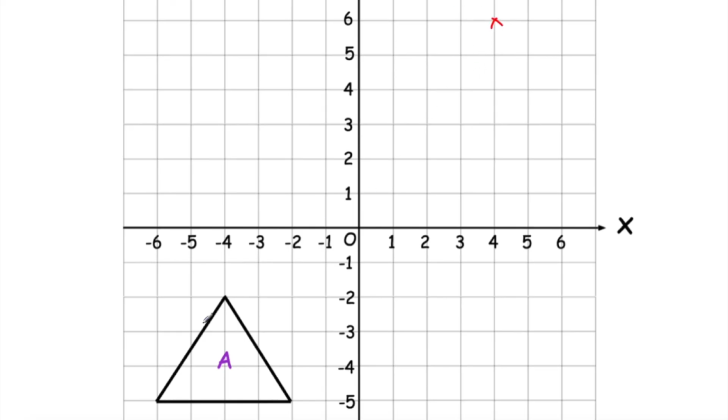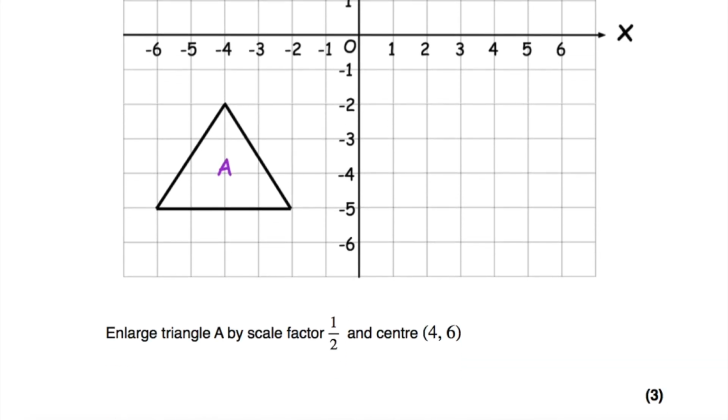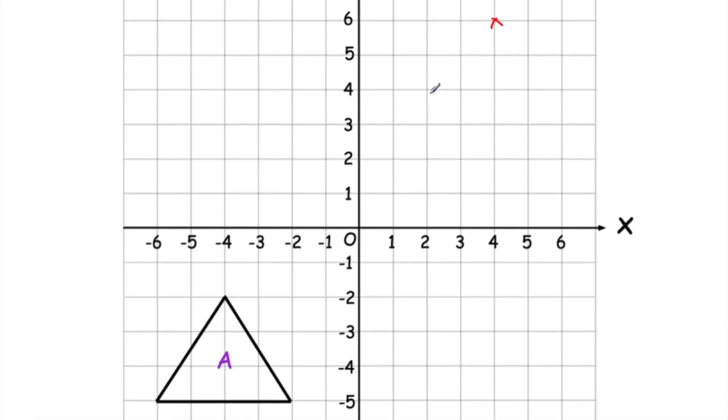And then we need to enlarge this triangle by scale factor of 1/2. Let's just check that. Scale factor of 1/2. So it means that all of these points will be half the distance from the center of enlargement. So to get from the center of enlargement to the top of the triangle, we would go 1, 2, 3, 4, 5, 6, 7, 8 to the left, and 1, 2, 3, 4, 5, 6, 7, 8 down. So instead of going 8 to the left and 8 down, we're going to go 4 to the left and 4 down. So 4 to the left, 1, 2, 3, 4, and 4 down, 1, 2, 3, 4. So that would be there. So that would be that point done.